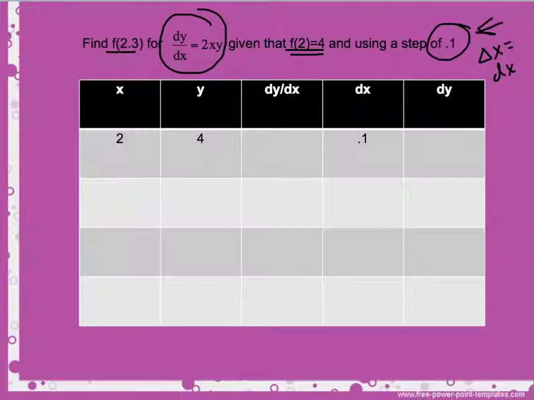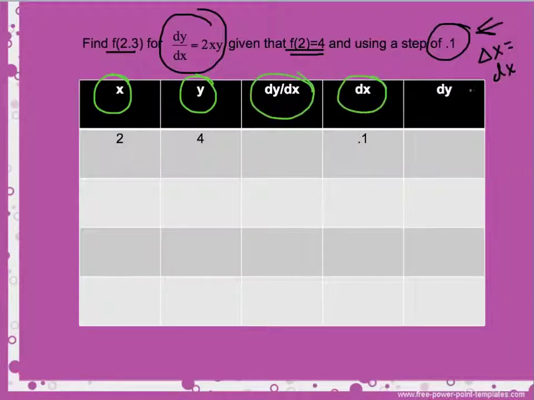So here's what we do. You want to make a table, and I always do these in tables, and you want to label the table with 5 columns: x, y, dy/dx, dx, and then dy. One thing that's really important is that for these last 3 columns, if you take dy/dx and multiply by dx, you get dy, which is going to be important when I go through the actual computations.